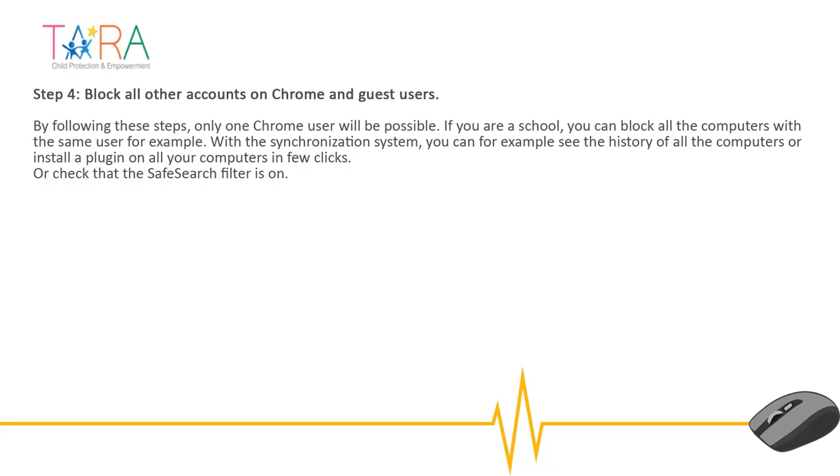If you are a school, for example, you can block all the computers with the same user. And like this, with the synchronization system, you can, for example, see the history of all the computers or install a plugin on all your computers in just a few clicks. You do it on one computer and it will synchronize on all the computers.